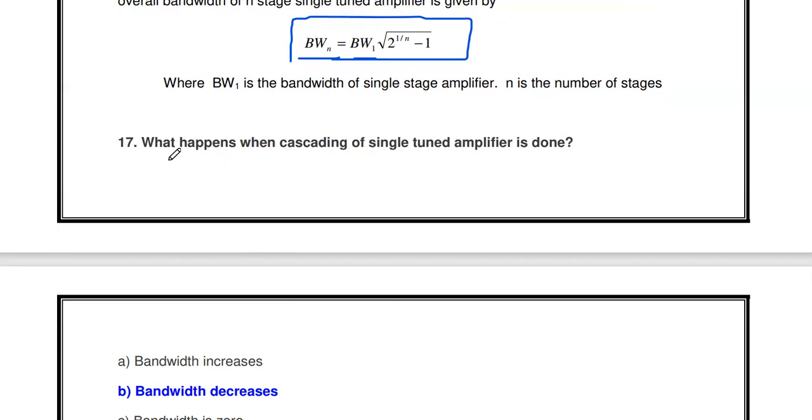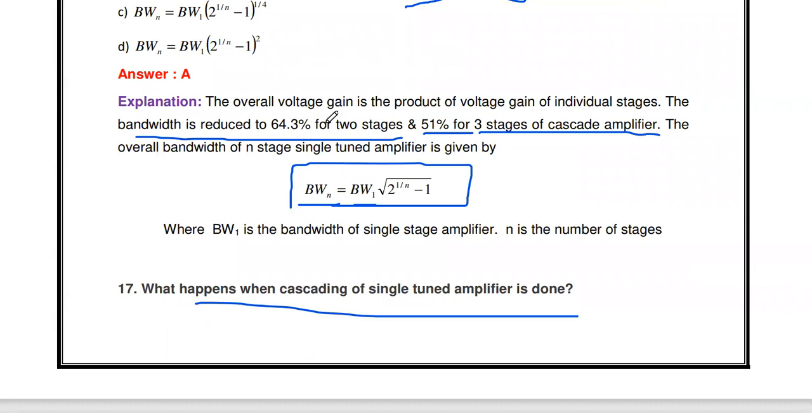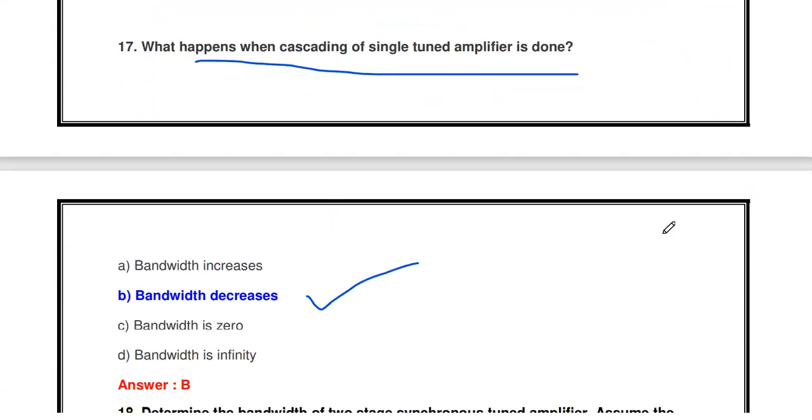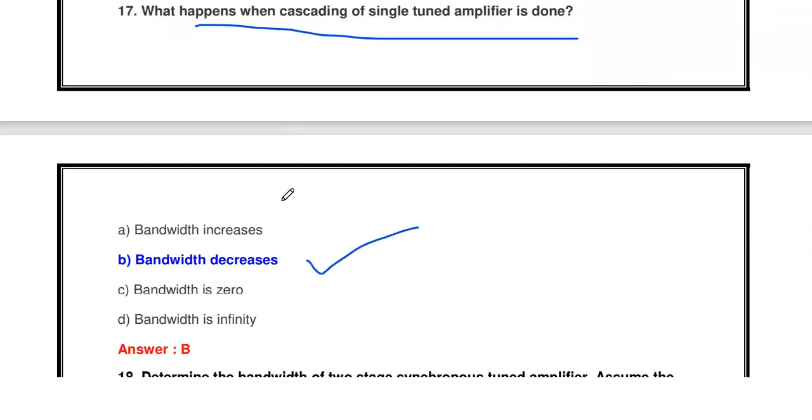What happens when cascading of single tuned amplifiers is done? Bandwidth increases, bandwidth decreases, bandwidth is 0, bandwidth is infinity? Bandwidth decreases. If 2 stages are used, the bandwidth is reduced to 64%. If 3 stages are connected, 51%. If 4 stages, it is reduced again to some 43% and so on. So bandwidth decreases if more stages are cascaded.